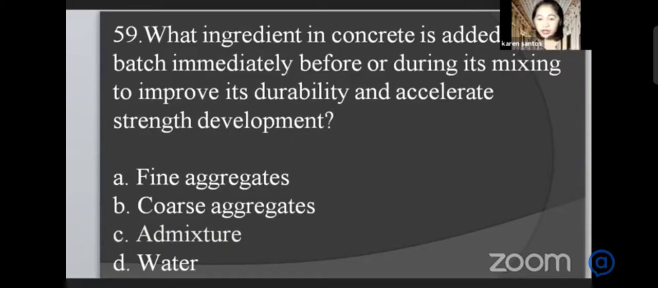So what ingredient in concrete is added to the batch immediately before or during its mixing to improve its durability and accelerate strength development? A. Fine aggregates. B. Coarse aggregates. C. Admixture. D. Water.